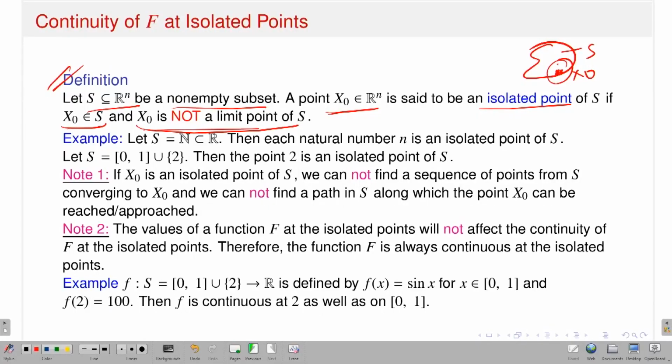So if I have a set S and I take a point x naught, I will say that it is an isolated point if x naught is in S and x naught is not a limit point. That means there should exist a neighborhood of x naught such that it does not contain any point of S. Okay, let's see some examples.